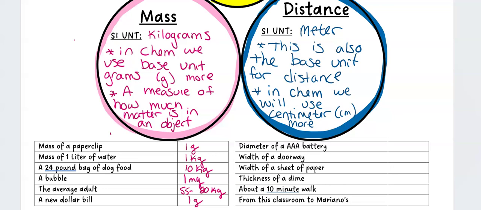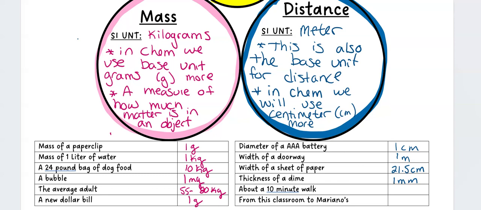Last SI unit to cover here is distance. Distance is going to be the SI unit of meter, which is also the base unit. We in chemistry are not often measuring things that large. We tend to measure things more in centimeters, especially when we're talking about volume. Some common things here, the diameter of a AAA battery is about 1 centimeter. The width of a doorway is going to be about 1 meter. A sheet of paper is going to be about 21.5 centimeters. Thickness of a dime is about 1 millimeter.